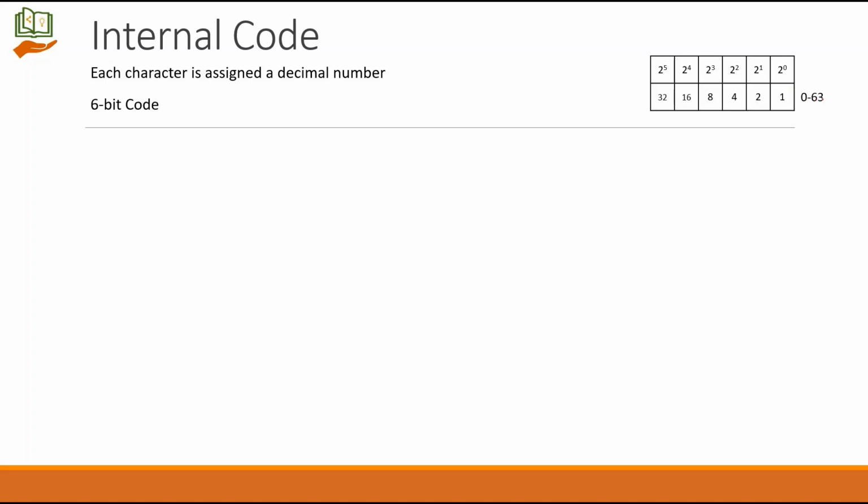Let's see how the internal codes are there. Each character is assigned a decimal number. One code is of 6-bit length. 0 to 63 can be represented in this way. 2 power 0, 2 power 1, 2 power 2, 2 power 3, 2 power 4, 2 power 5. So all together 6 bits. What are the representations converted as? 2 power 5 is 32, 2 power 4 is 16, 2 power 3 is 8, 2 power 2 is 4, 2 power 1 is 2, 2 power 0 is 1.